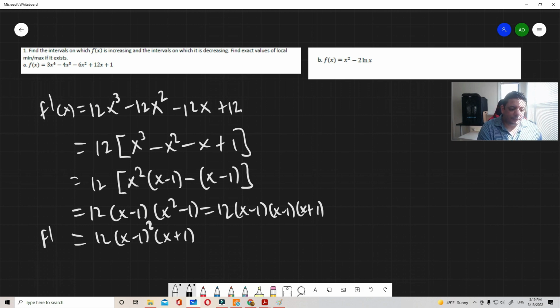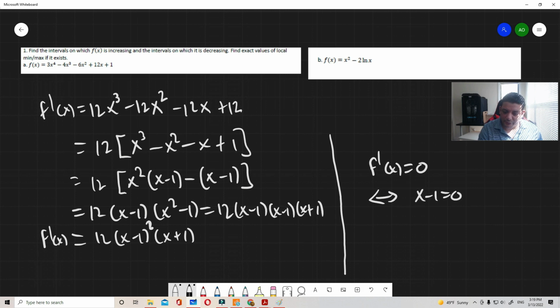Now, I'm interested in knowing where this function is increasing and decreasing. So I'm going to use the critical points as a good place to start. So f prime of x is equal to 0 if and only if x minus 1 is equal to 0 or x plus 1 is equal to 0. These are the two options that give me 0 from here. So you're going to get x equals 1 or x equals minus 1.